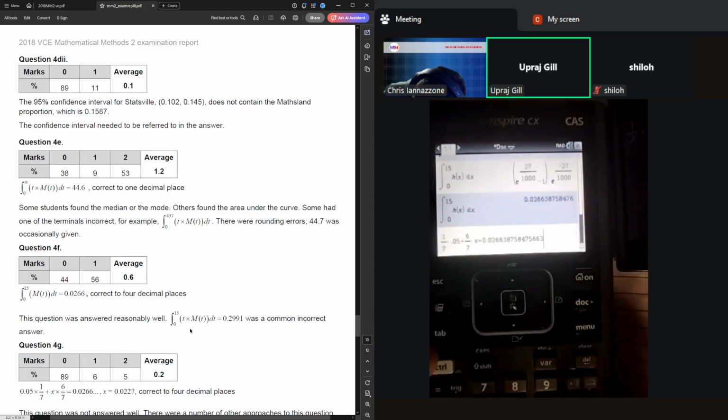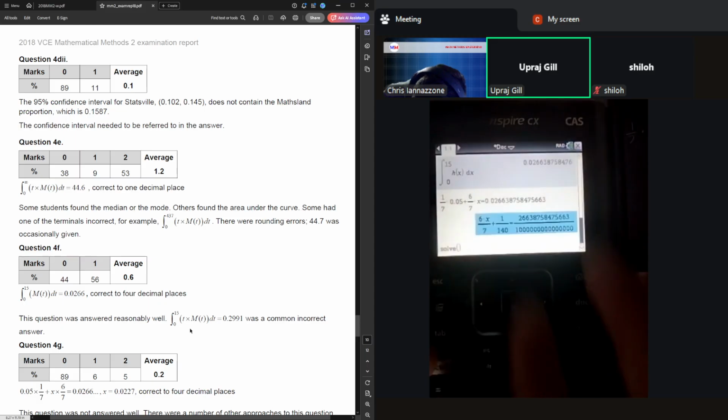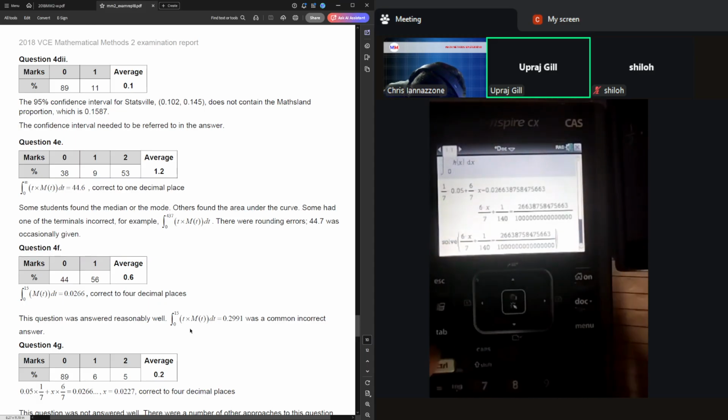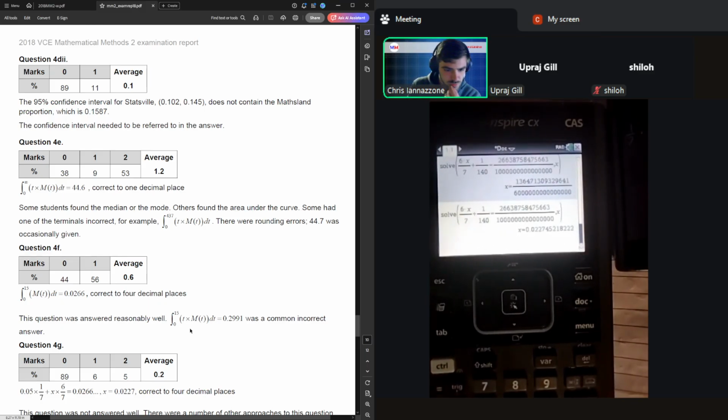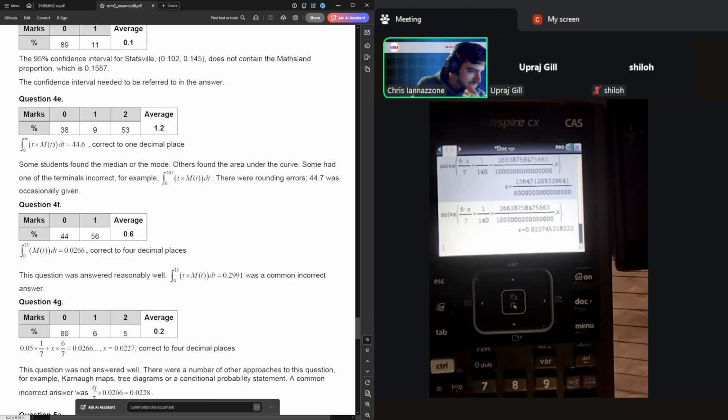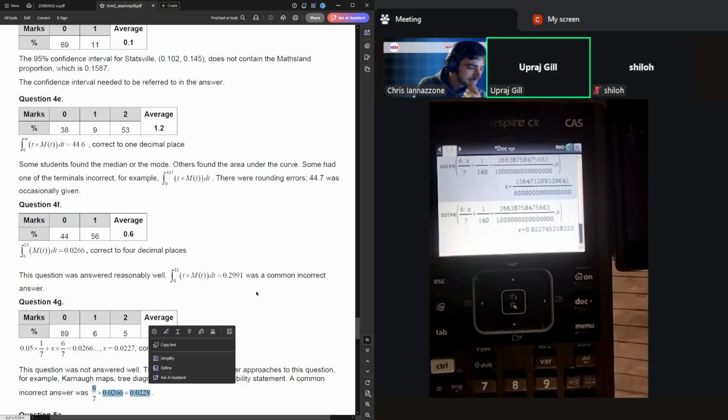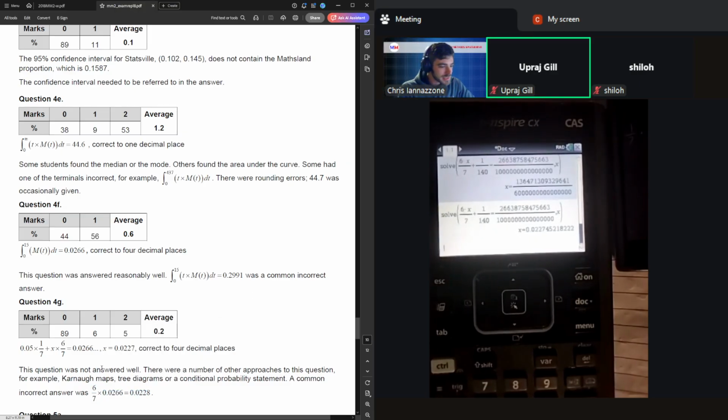Yeah, first I did the integral from 0 to 15 of the function, multiplied by 6 on 7, and I got 0.228, which is a little bit off. That's what they actually mentioned in the exam report. A common incorrect answer was doing just that. And do you know why that's incorrect? Is it off because of the 1 on 140 that we're missing?